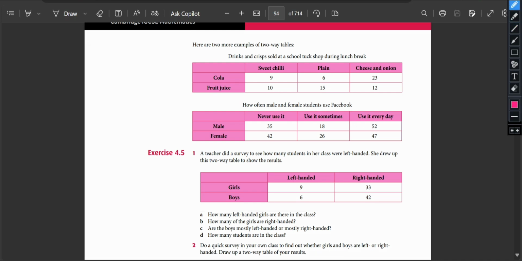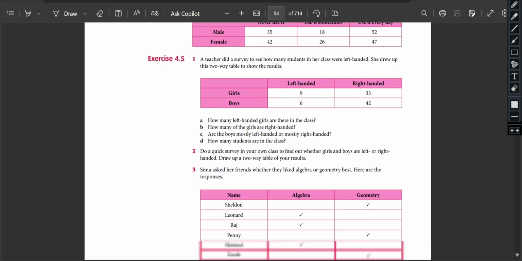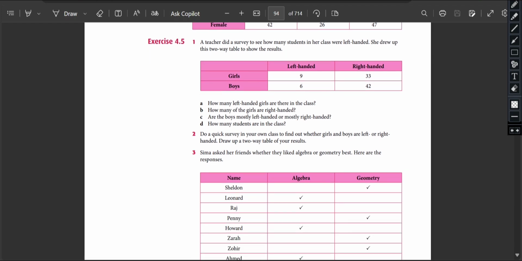Now we have here two more examples. These two are also the examples that have been included. Male and female student uses Facebook, and male and female students not using it, and cola fruit juice with chili, plain cheese and onion. Okay, let's go on exercise 4.5.